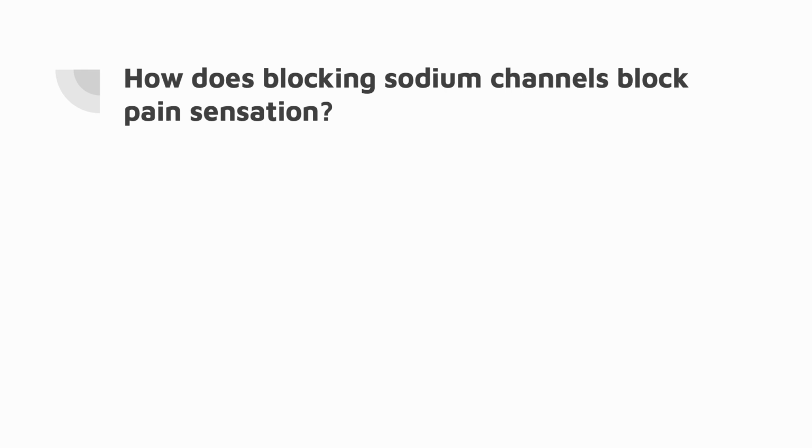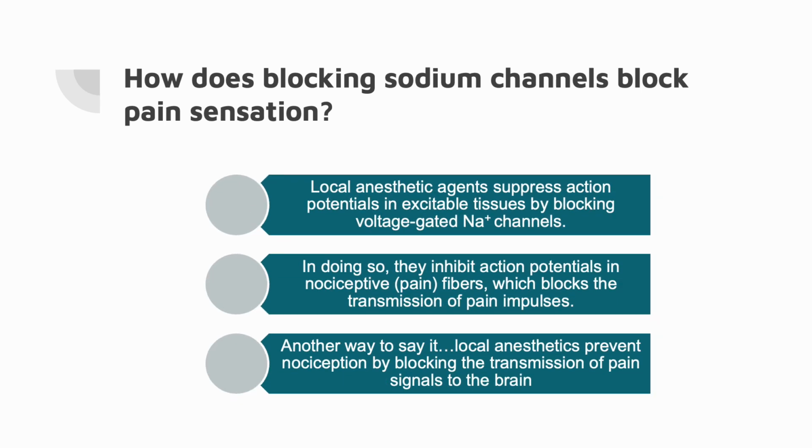All right, how does blocking sodium channels block our pain sensation? So they suppress our action potentials from happening by blocking those sodium gated channels. In doing so, they inhibit action potentials in nociceptives, which are our pain fibers, and that blocks the transmission of the pain impulse. And then, said another way, local anesthetics prevent our pain by blocking the transmission of pain signals to the brain.